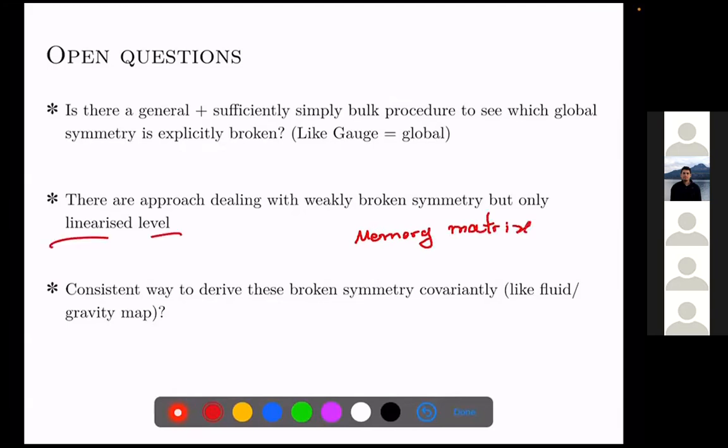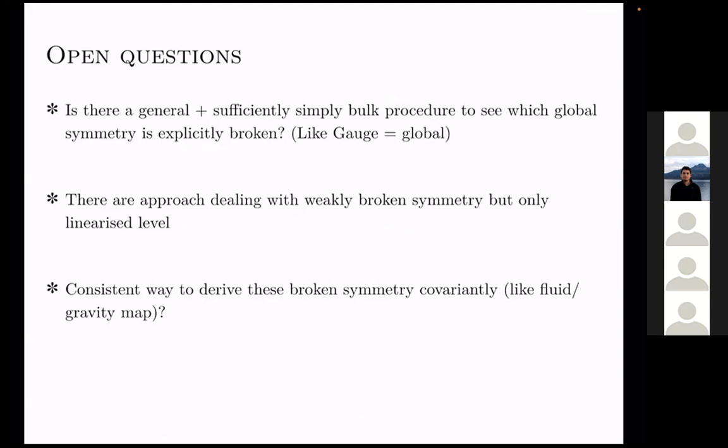But again, it's only true at the linearized level. And the other one is that we see many examples, but they are like weakly broken global symmetry in the system. So is there a consistent way to derive covariant equations for this broken symmetry? Something like a generalization of the fluid-gravity map, but with explicitly broken global symmetry. We know how to do it in some cases, but there's no general prescription for how to do that yet.